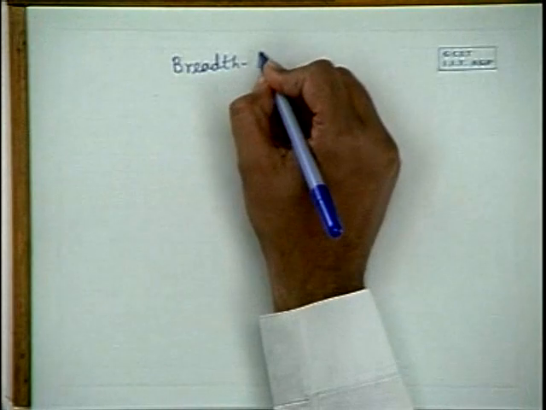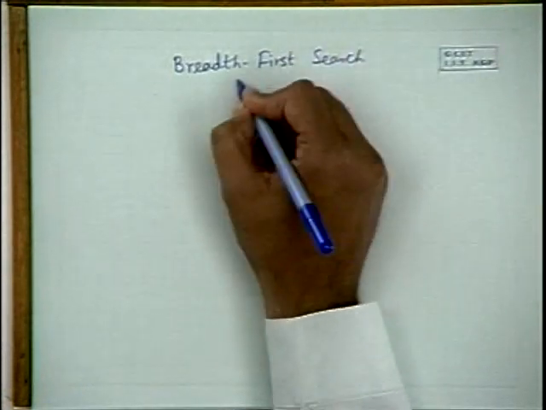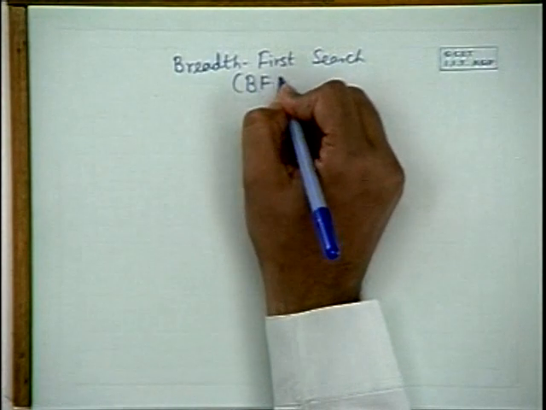So now we have already seen how to do a depth first search in a graph. There is another type of search in a graph which is called the breadth first search, or sometimes it is called BFS.